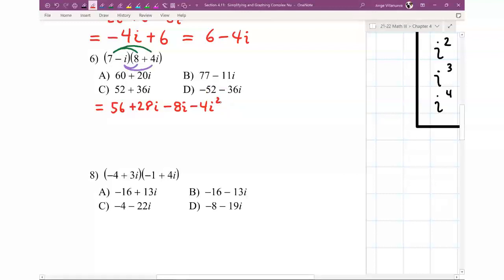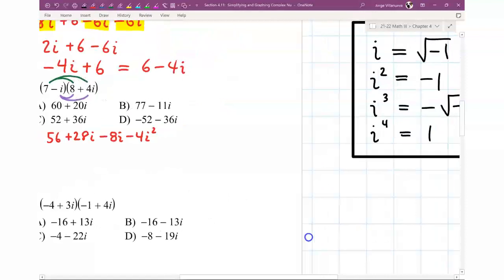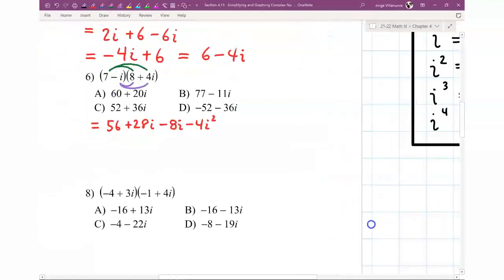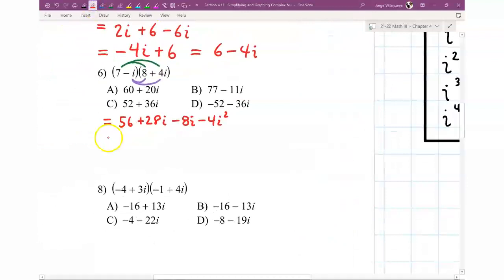Okay. Now, what is i squared again? Negative 1, right? i squared is negative 1, so don't forget about that. Right now we're going to change it. So here we go, 56. I can combine these two terms right here, okay? So I'm going to put them together. 28 minus 8 is 20. Minus 4i squared. i squared would be negative 1. So that minus 4 is actually a plus 4, right? So let's write 56 plus 20i plus 4.